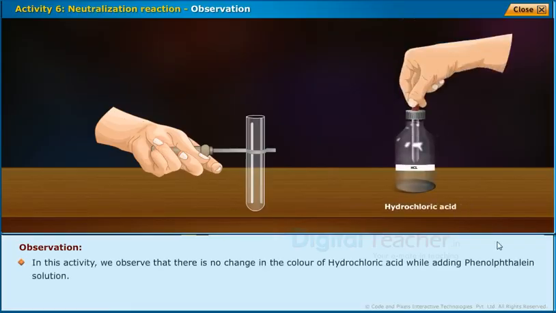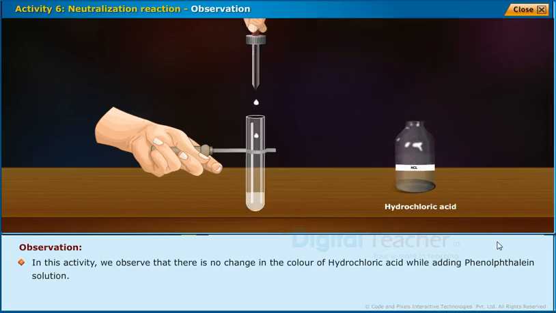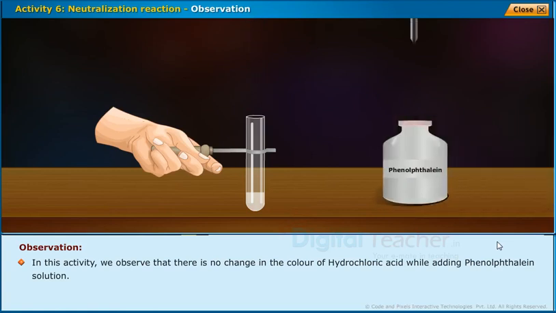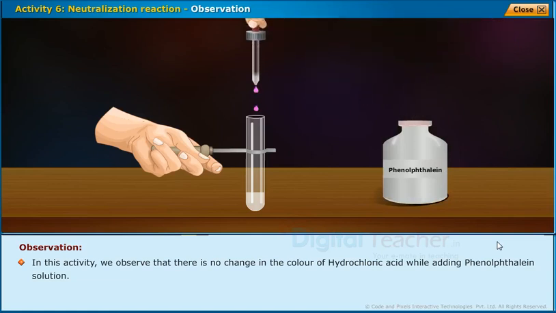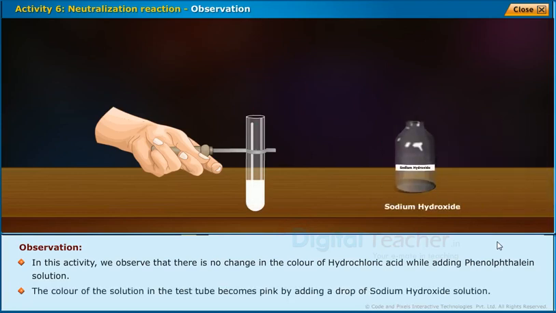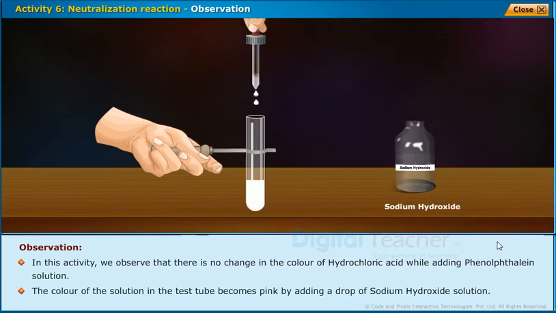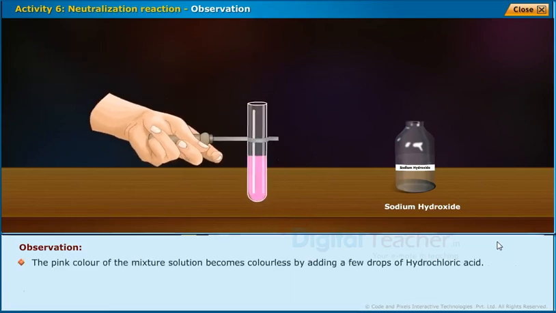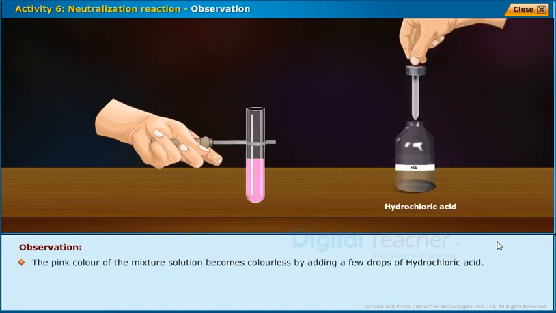In this activity, we observe that there is no change in the color of hydrochloric acid while adding phenolphthalein solution. The color of the solution in the test tube becomes pink by adding a drop of sodium hydroxide solution. The pink color of the mixture solution becomes colorless by adding a few drops of hydrochloric acid.